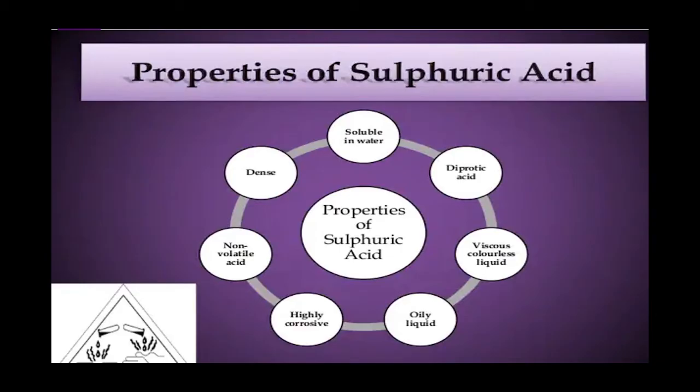Concentrated sulfuric acid is less volatile. It displaces more volatile acids from their salt. For example, it reacts with potassium nitrate to form nitric acid and potassium hydrogen sulfate. And it reacts with sodium chloride to form hydrochloric acid and sodium hydrogen sulfate.